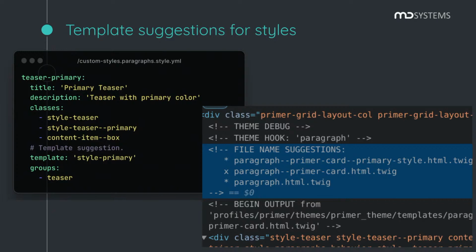And again, you have template suggestions for styles. You have a template key in YAML where you can say, okay, for these, this is the primary style, the template suggestion is style primary, and then when you apply that style to your, in this case, primary card paragraph type, you will get a nice template suggestion here to just implement it in your theme.